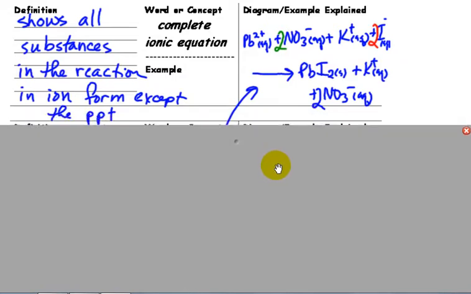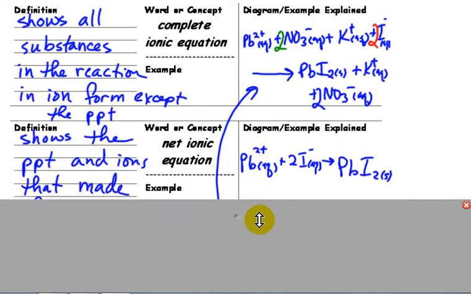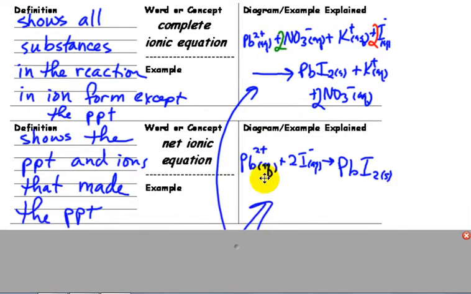On the next slide here, using the example, the yellow precipitate, the lead nitrate and potassium iodide, the complete ionic equation shows all the substances in the reaction in ion form except the precipitate. So it's just like how I defined it earlier with the demo. I just pulled that from there. So you can see everything is in ion form except the lead(II) iodide precipitate. The net ionic equation shows the precipitate and the 2 ions that made it. So in this case, lead iodide is made from 1 lead and 2 iodides from over here.